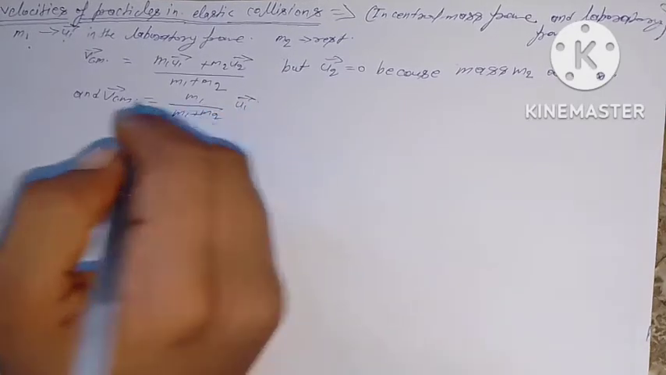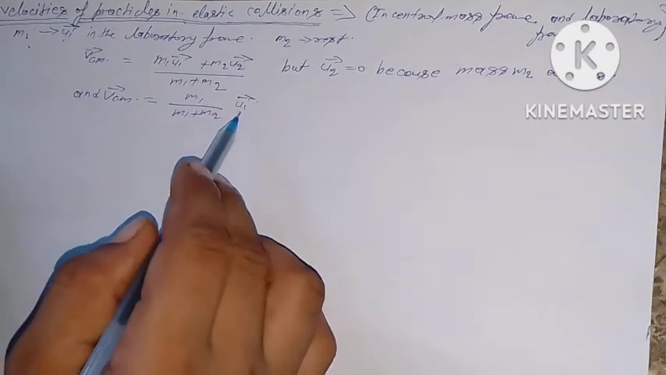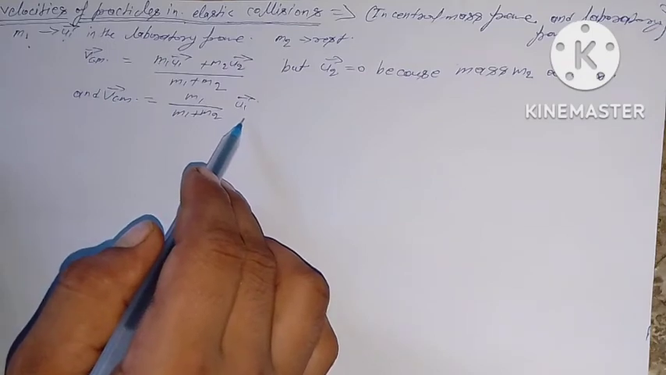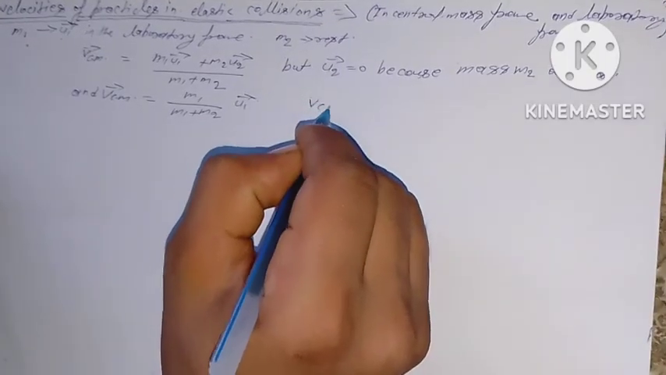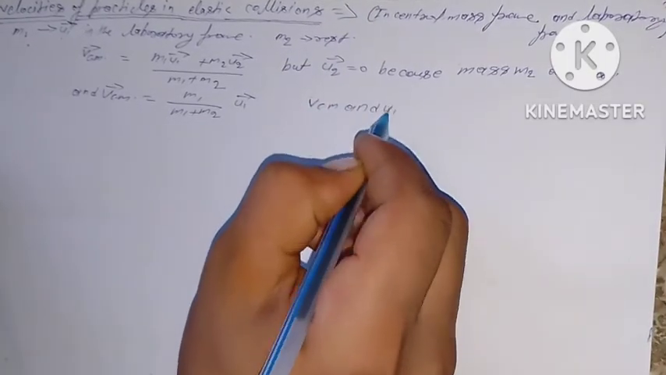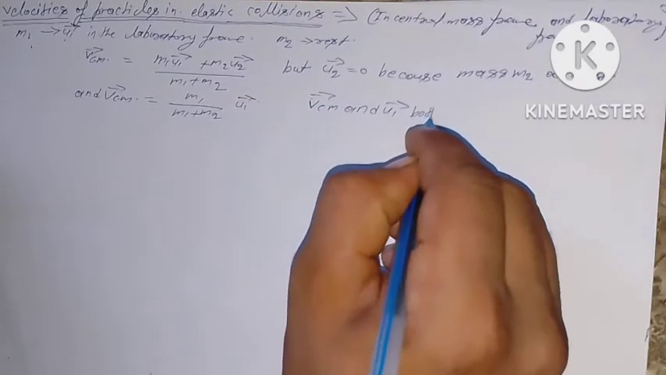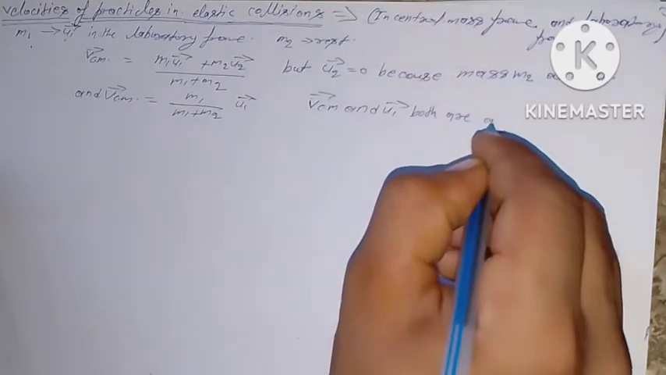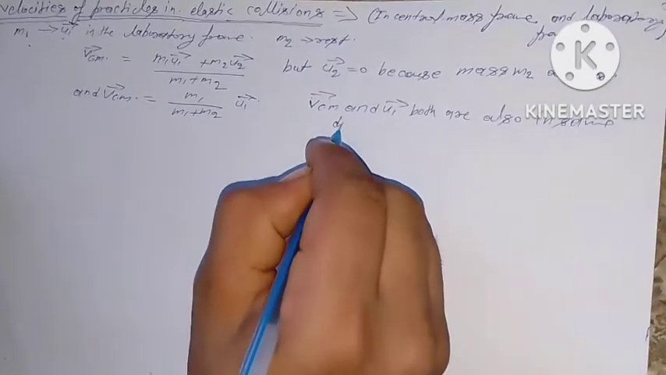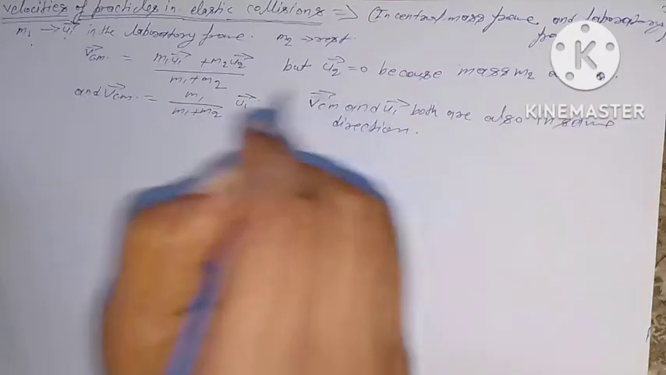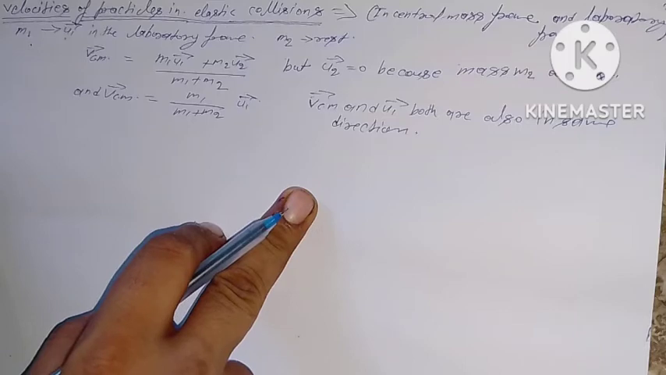This shows that vector Vcm and vector u1 have the same direction. Both are in the same direction.